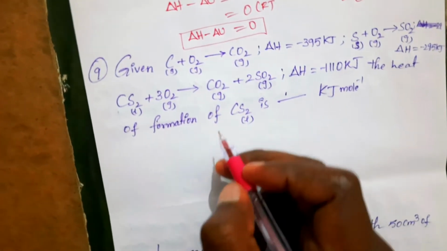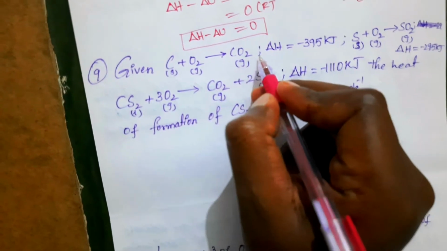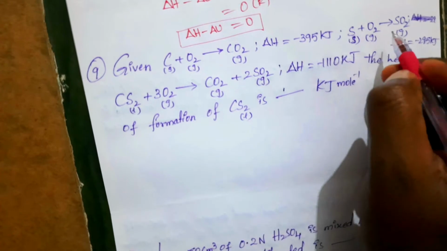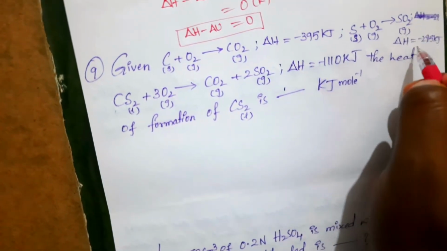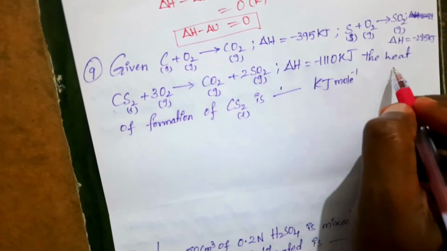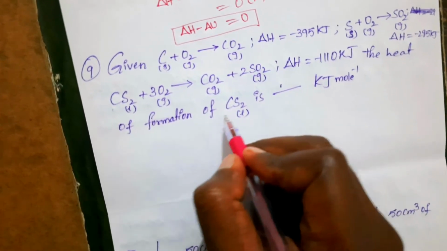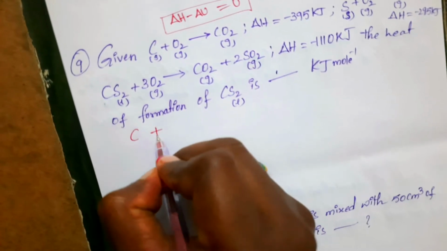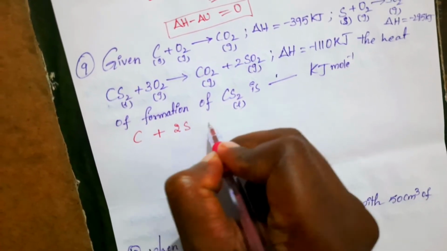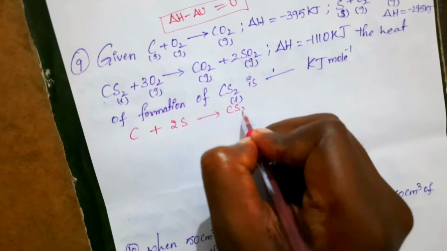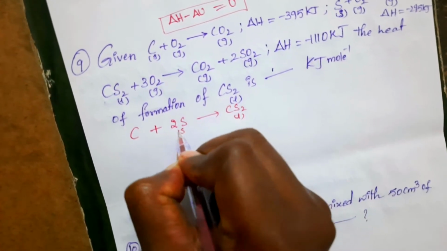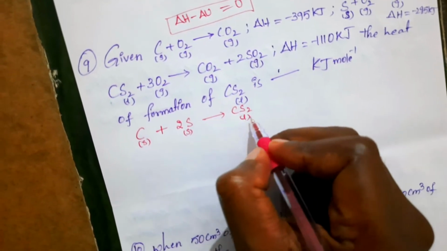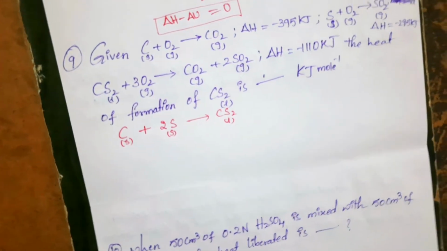Next question. Given that C plus O2 gives CO2 whose enthalpy is minus 395 kilojoules, and S plus O2 gives SO2, they are asking for the heat of formation of carbon disulphide. How are we going to get this carbon disulphide? When carbon, which is solid, combines with 2 moles of sulfur, we will get carbon disulphide as a liquid.